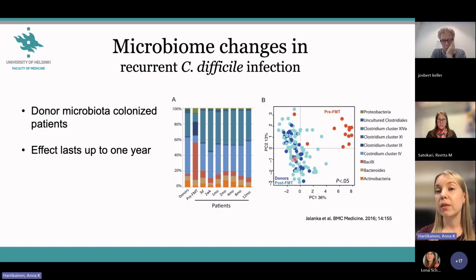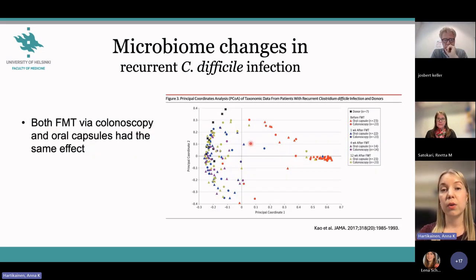Also here in the PCoA plot, we can see the same effect. So every point in this picture represents one patient or sample. And here before FMT, these samples are clustered together. And after FMT, we can see that they are clustered with the donors, meaning that the microbiota compositions are more similar to each other. As already mentioned, FMT can also be given by different routes.